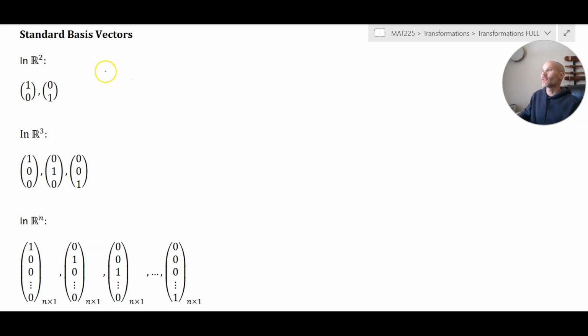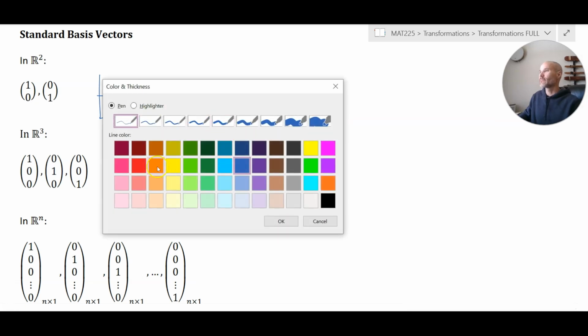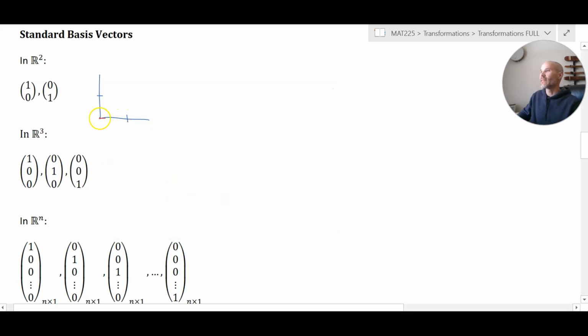These standard basis vectors in R2, remember this means 2 dimensions, the 1, 0 vector and the 0, 1 vector, would just be vectors that point 1 unit in the x direction, that would be 1, 0, and the other one would be 0, 1. The reason those are valuable is because they're 1 unit long and they are pointing in the direction of the 2 axes. So in essence, they represent the 2 perpendicular axes.